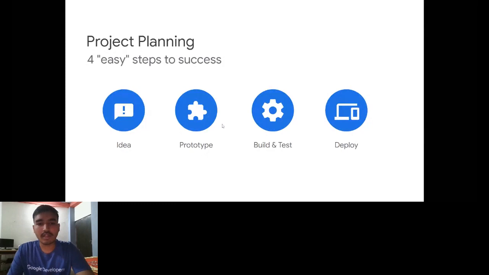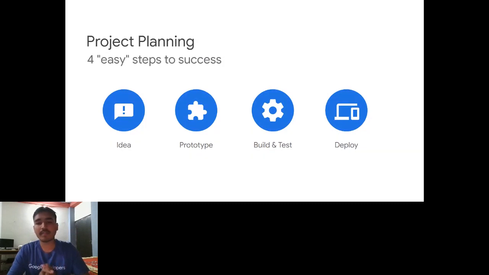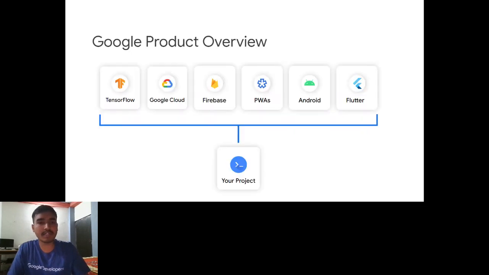After that, as I have already mentioned, you have to design a prototype, build that prototype, test that prototype, and deploy that prototype. This will be your whole journey for building a project. And for building, you have to use these technologies.